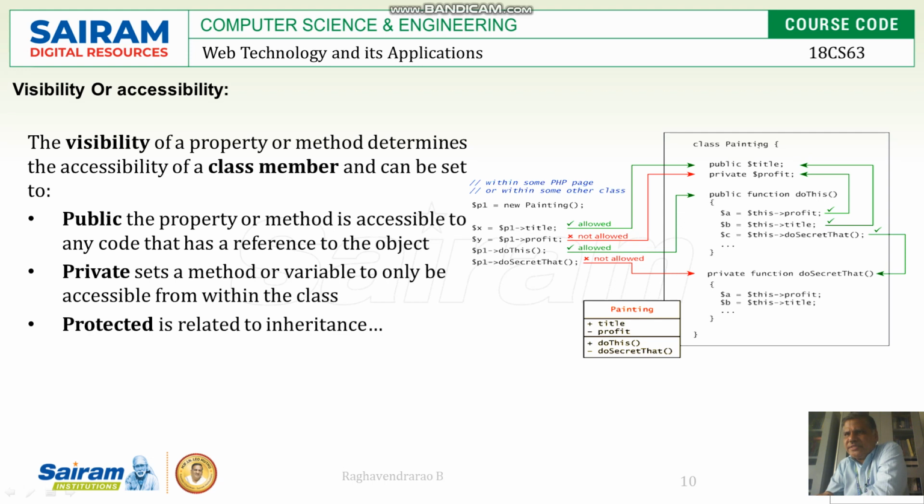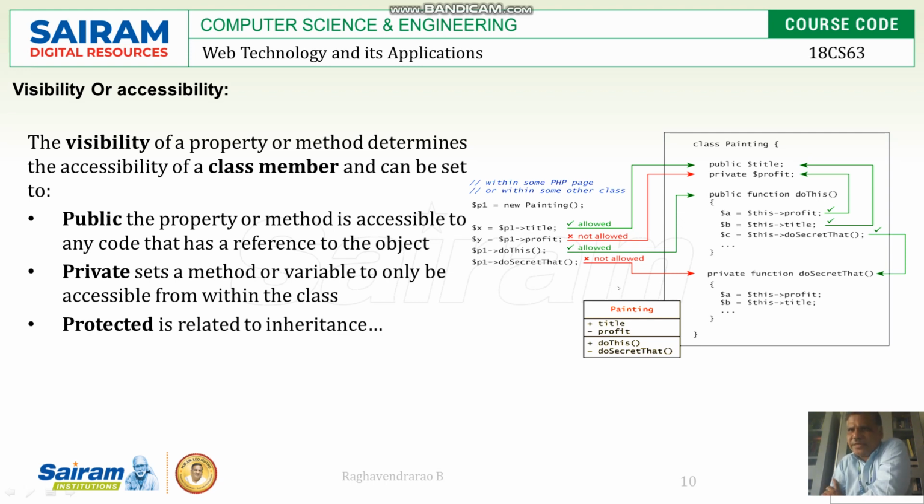Here a class printing is there. Public, you are specifying it here. Public title, dot title. Private $profit. Public function that you are writing, to this, ABC that you have specified. This dot profit, this dot title, this dot this to secret that function is being called. This function is closed here. Then again for the private function, do secret that. So AB functionalities are going to be accessed.